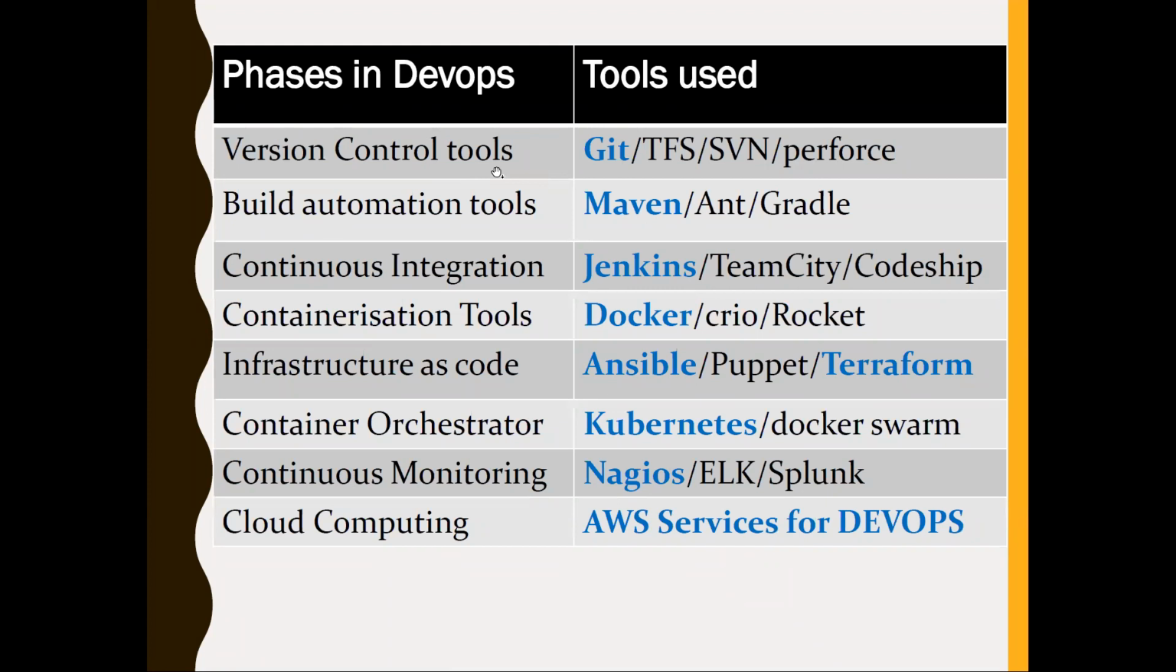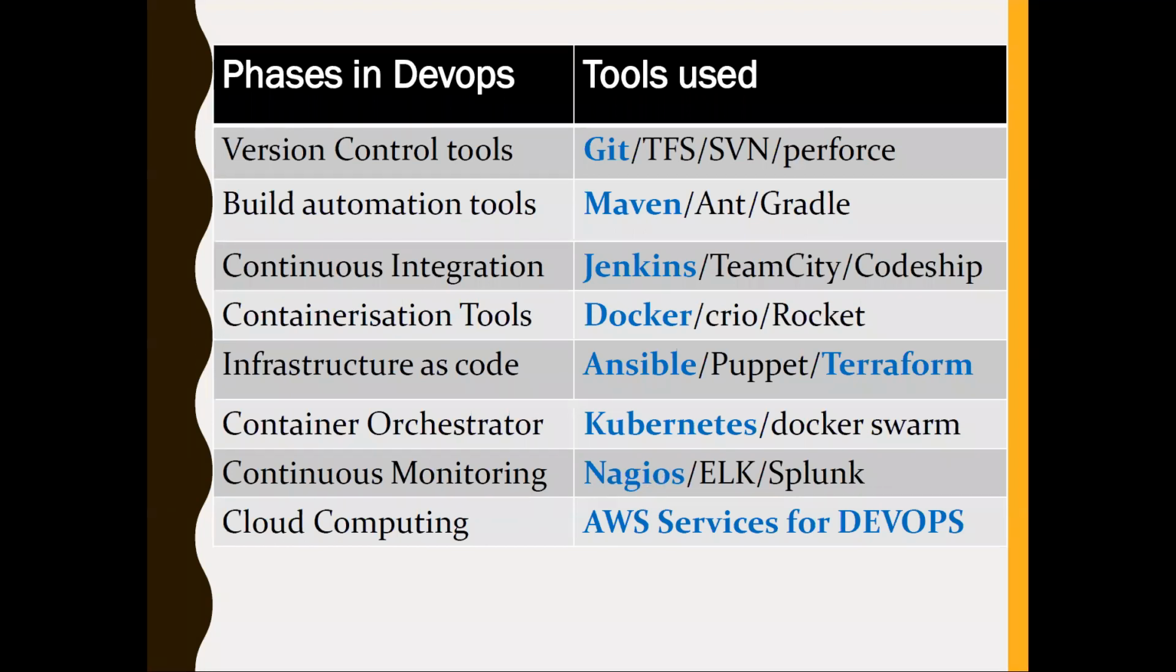We have version control tools. What a version control tool is and all, we will discuss. I'm just giving you the list of the tools we are going to learn here. A version control system like Git. Build automation tools like Maven. The continuous integration tool Jenkins will be covered. The containerization tool Docker. Infrastructure as code tools Ansible and Terraform will be covered. The container orchestration tool Kubernetes. Continuous monitoring tool, sorry, I have to update this. The continuous monitoring tools Prometheus and Grafana will be covered.